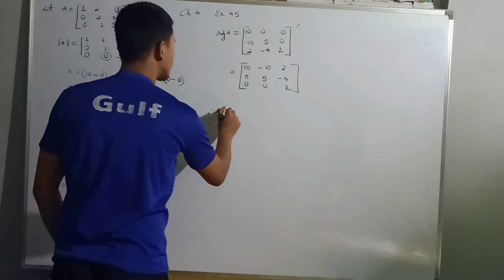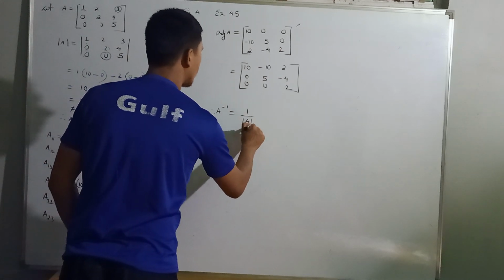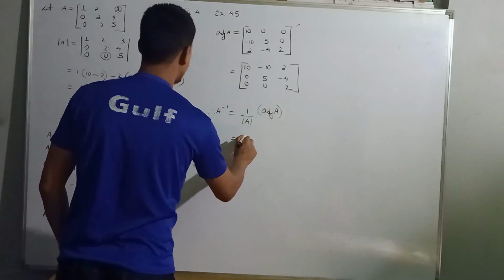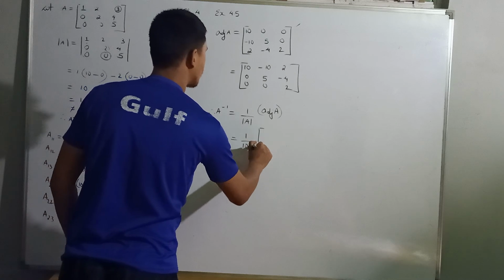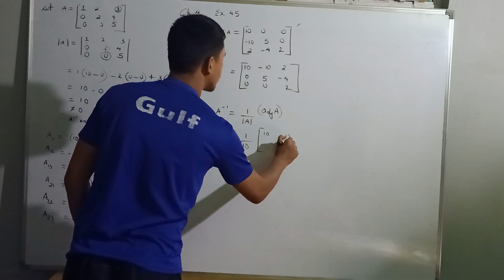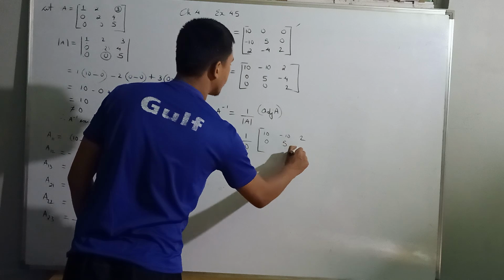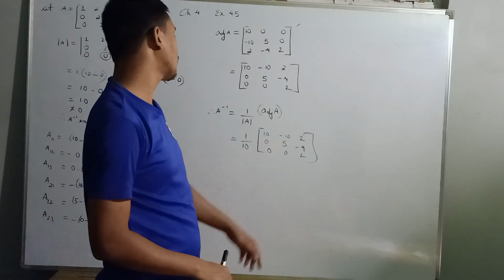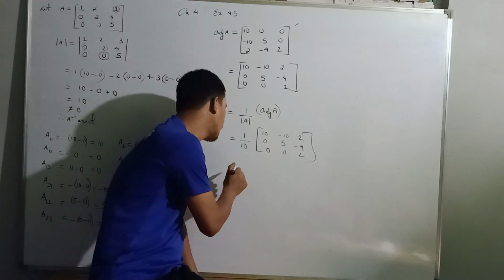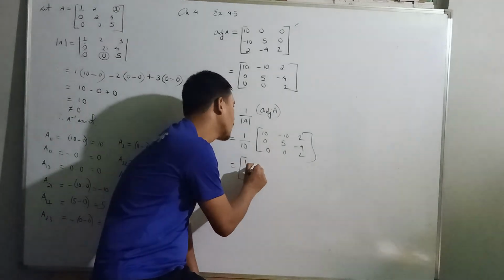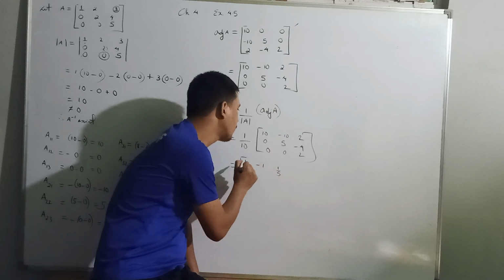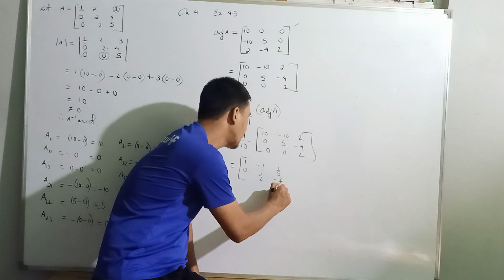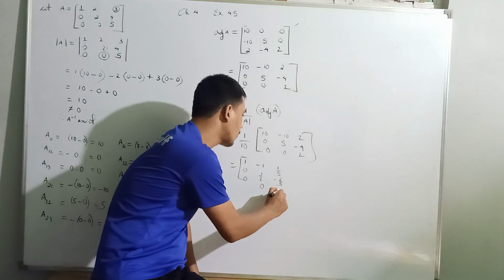Therefore, A inverse is equal to 1 upon determinant of A times the adjoint of A. So 1 upon determinant of A is 1 upon 10, and the adjoint of A is 10 minus 10 2, 0 5 minus 4, 0 0 2. So you multiply all the elements of this matrix by 1 upon 10. So that will be 1, minus 1, 1 by 5, 0, 1 by 2, minus 2 by 5, 0, 0, 1 by 5. Is it correct?